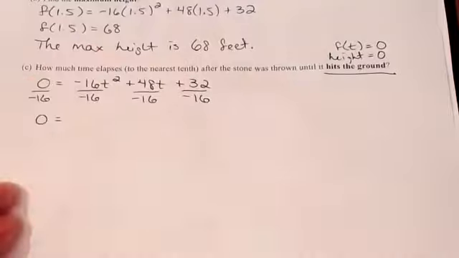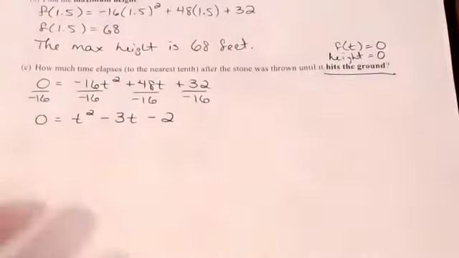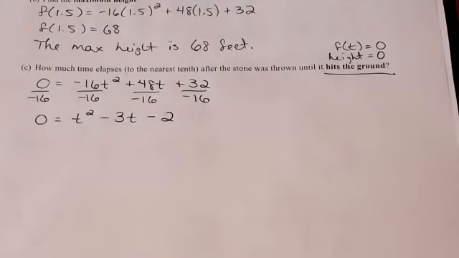Let's simplify this. So this gives me 0 is equal to t squared minus 3t minus 2. Awesome. Can I still factor this? Are there factors of -2 that when I combine them, I get a -3? Is it possible? No, it's not, right? Because a -2 would just be -2 times 1, and -2 plus 1 is -1. That's not going to give us a -3. So we can't factor, and that's totally okay.